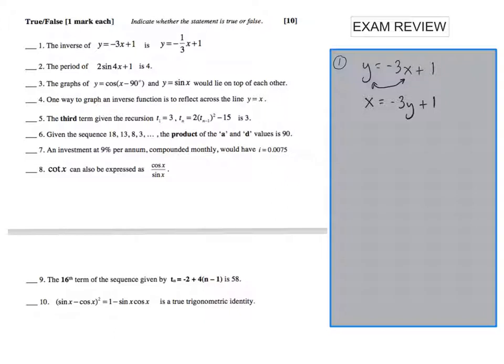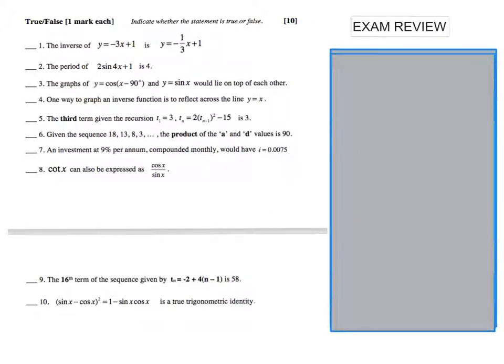Now we're going to solve for the y here. So we take the 1 over first, it's going to be a subtraction. So we get x minus 1 equals negative 3y. Then we divide by the negative 3, and we get x minus 1 over negative 3. If we clean that up, we get x over negative 3, which is negative 1/3 x, and then negative 1 over negative 3 is plus 1/3. And you can see that that should be the proper inverse, and the one they've got is different, so therefore the answer is false.